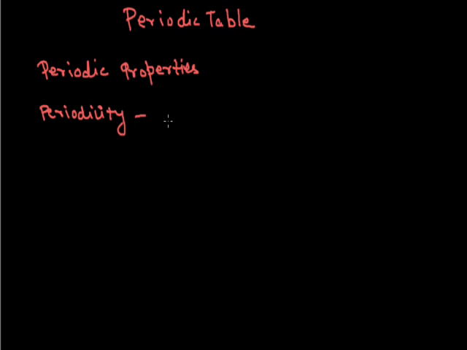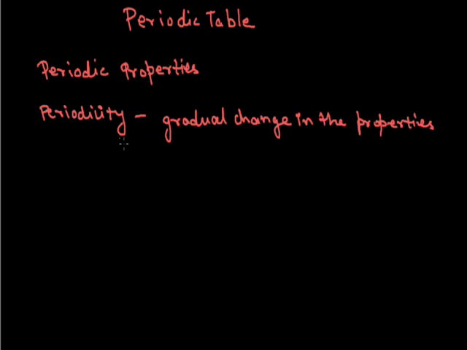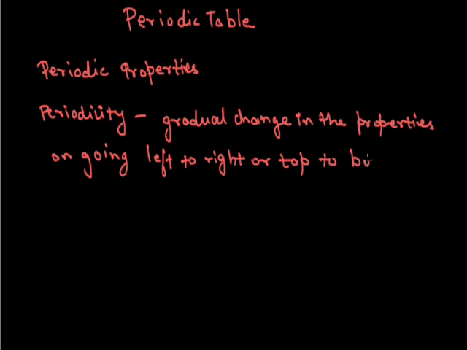Periodicity is nothing but a gradual change in properties, either increment or decrement in the properties, on going left to right in the periodic table or going from top to bottom in the periodic table. Or we can say the repetition of the similar properties after a regular interval.